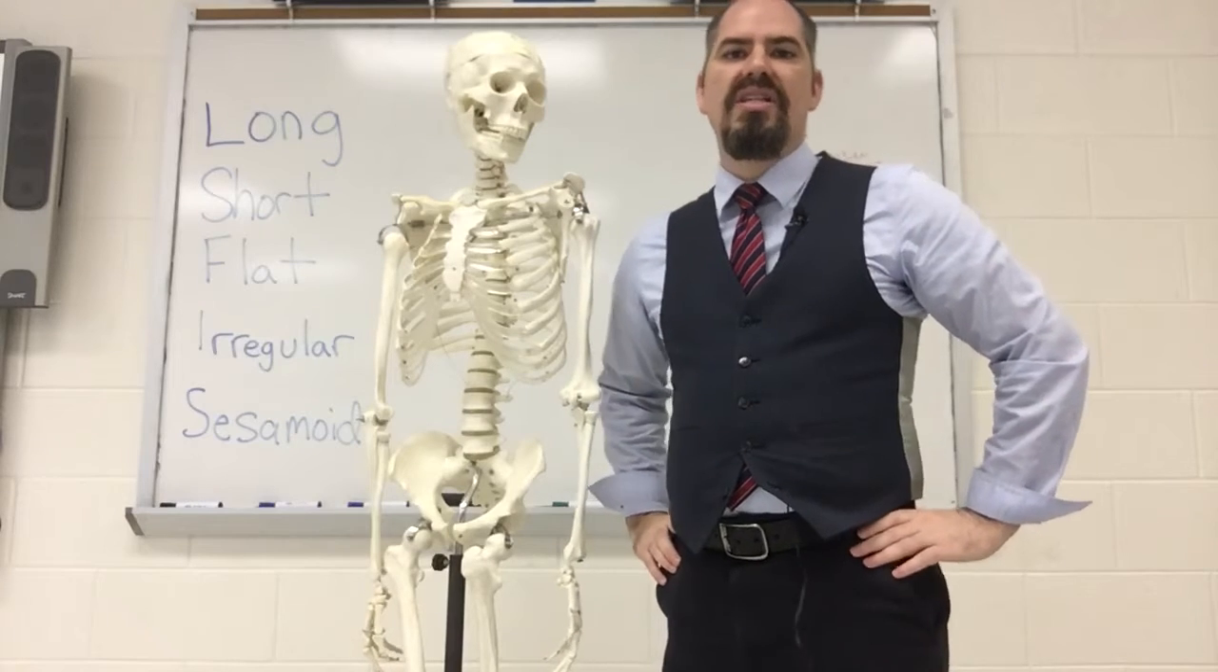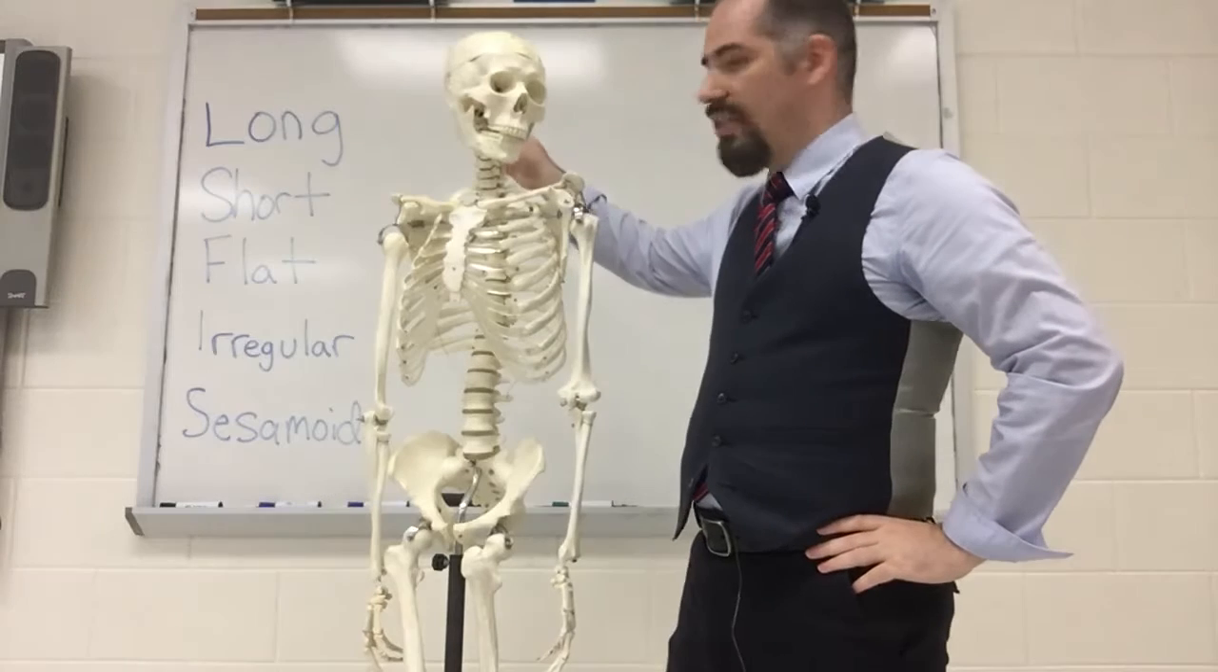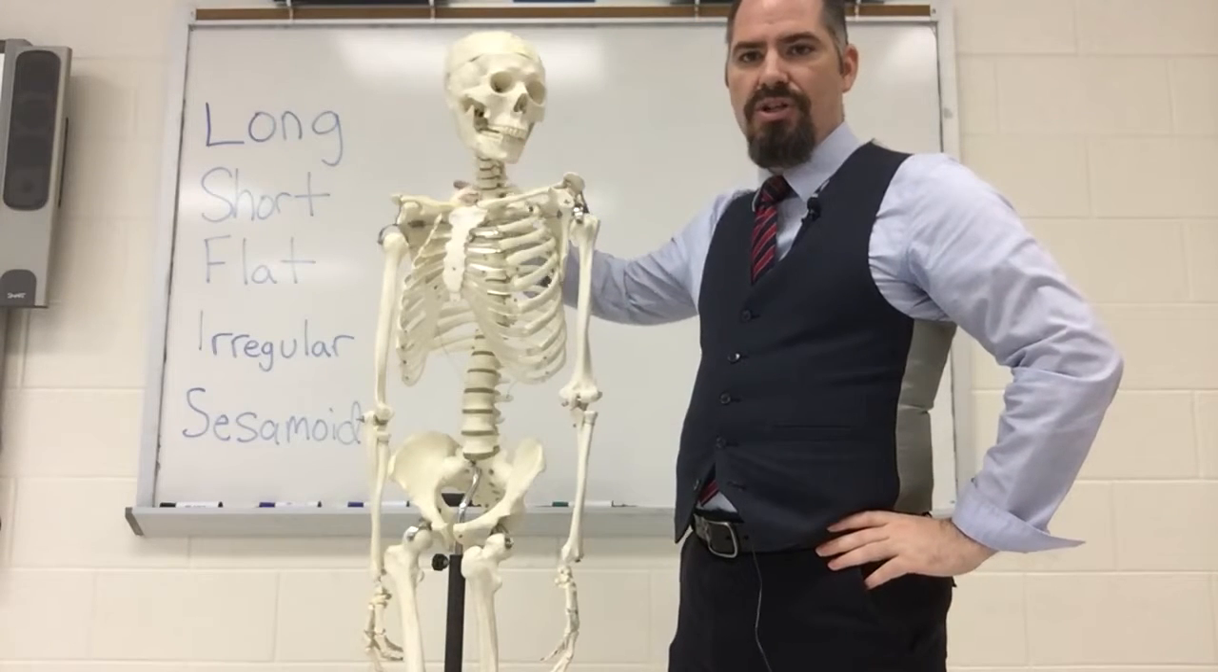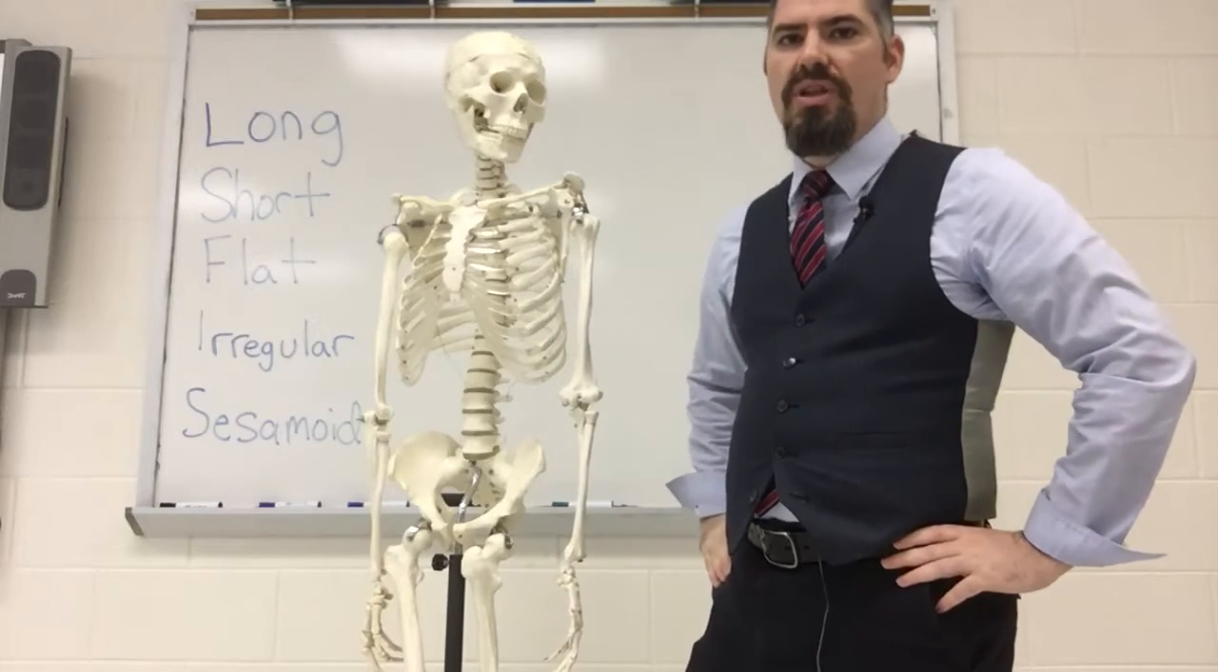Hello! Today we're going to be discussing the 5 categories of bones that are in the human body. You can see them here on the board. We have long, short, flat, irregular, and sesamoid. So let's begin with long.